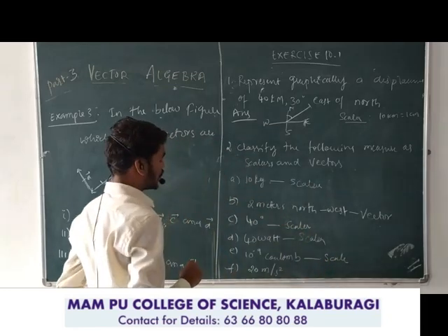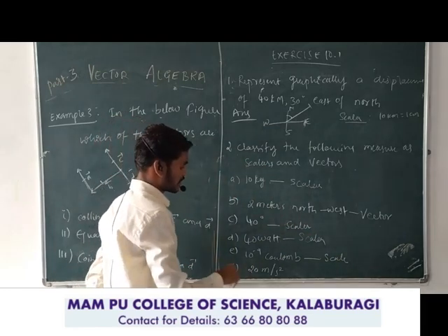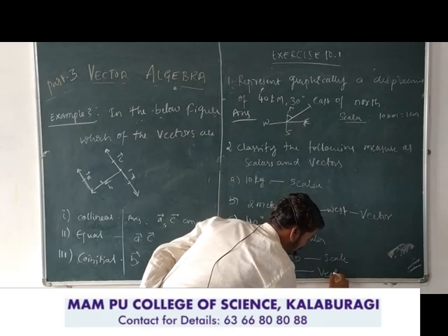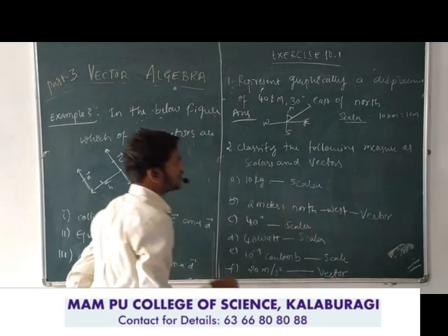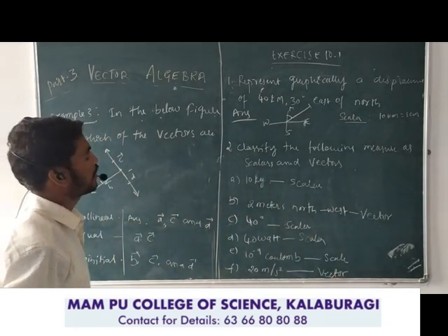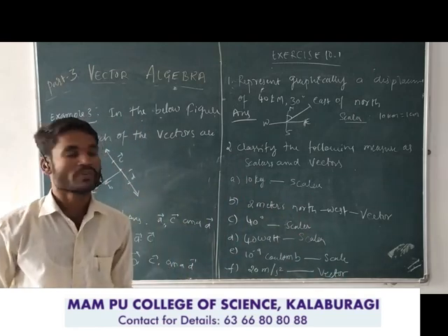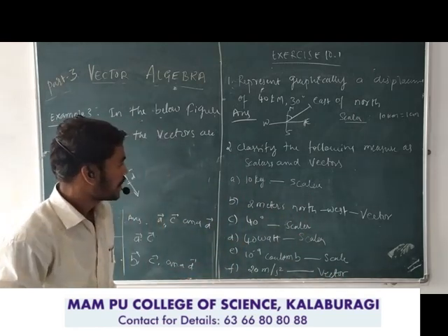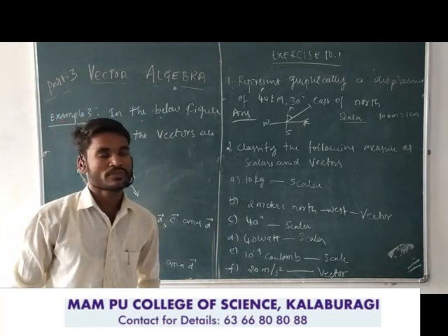Scalar. 20 meter per second square, it also comes in vector. Vector. These are the quantities we classified: which one is scalar, which one is vector. Now here we are going to solve further examples.